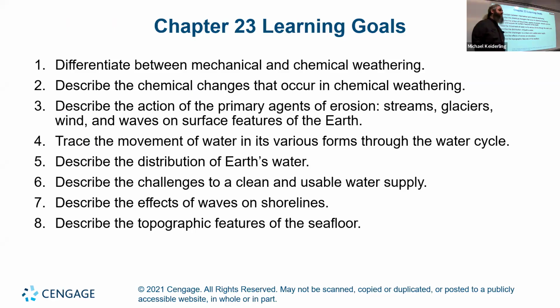We'll talk about weathering, the difference between mechanical and chemical weathering. We'll describe the chemical changes that occur in chemical weathering. We'll look at the action of the primary agents of erosion, streams, glaciers, wind, and waves, on the various surface features of the Earth. So weathering is the breakdown of rock, erosion is the movement of sediment to another location.